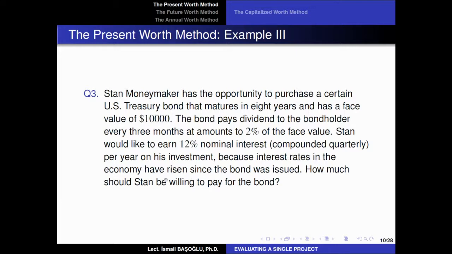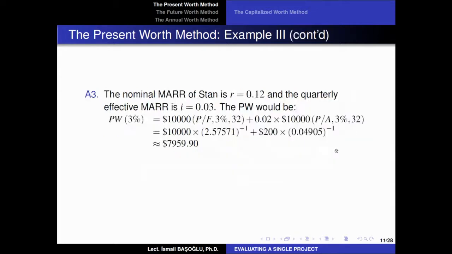So this is the amount of money that he wants to earn from this bond. Because the interest rates in the economy have risen since the bond was issued, how much should Stan be willing to pay for the bond? So what is the fair market value under this nominal interest rate of 12% that compounds quarterly? What is the fair market value of this $10,000 bond? Now, first of all, the nominal interest rate is 0.12, and the quarterly effective minimum attractive rate of return is 0.03, which is the nominal interest rate divided by 4. So this is going to be the interest rate that we are going to assume.